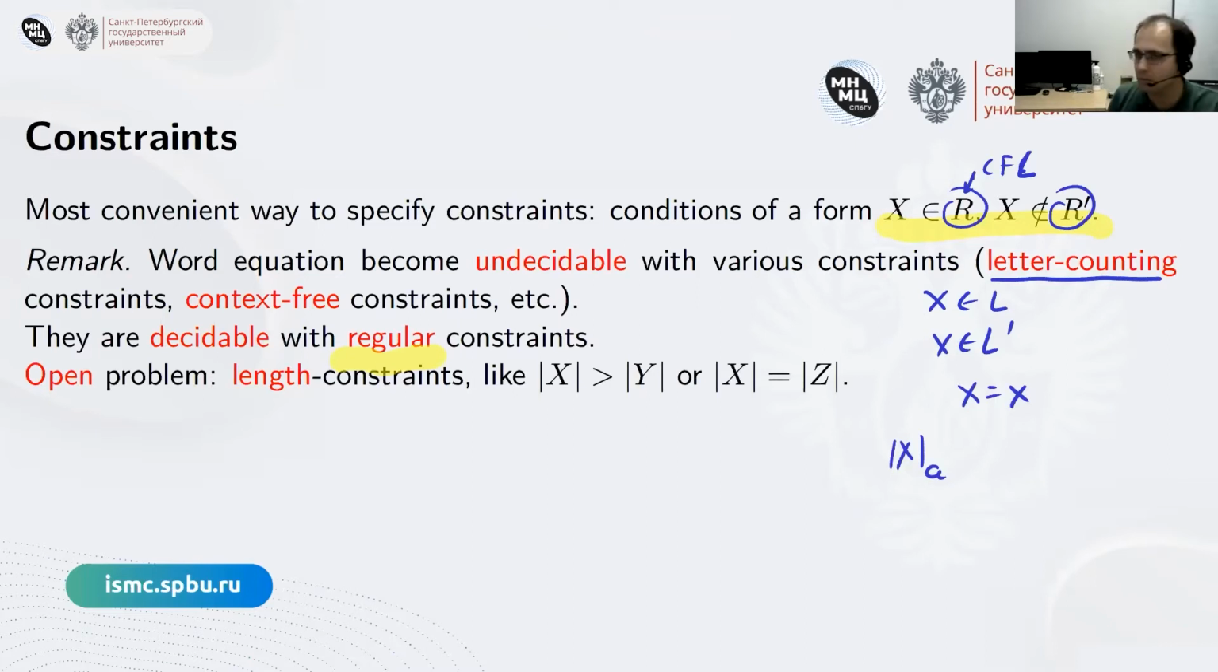Those are quite useful when you want to solve some equations in groups, because those forbidden factors are factors which somehow cancel out. And in some cases, those regular constraints allow you to extend the word equation from some simpler scenario to some more complex one.